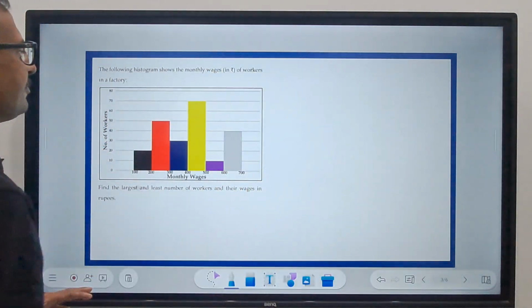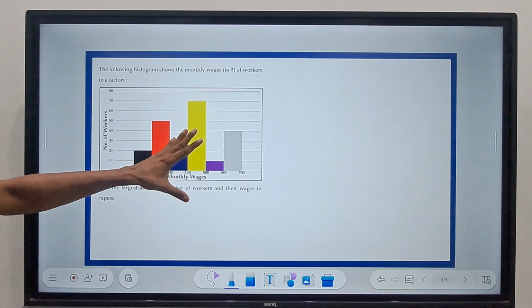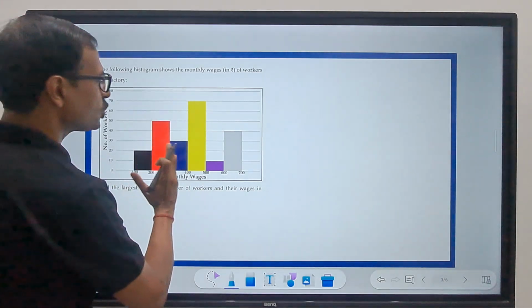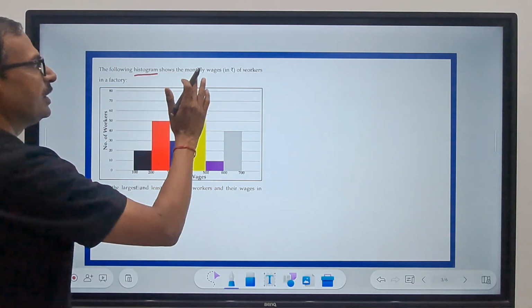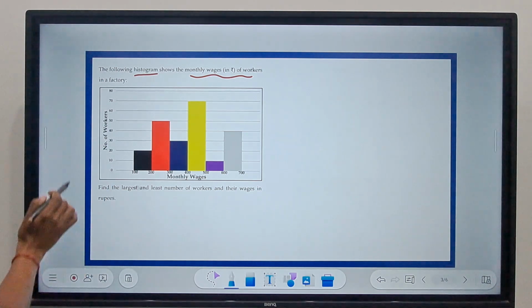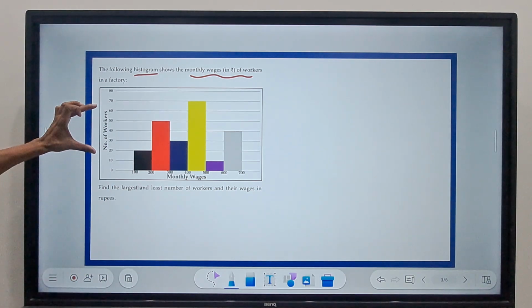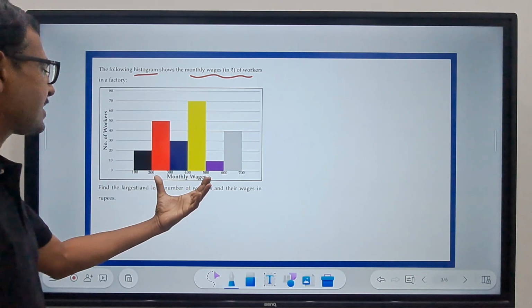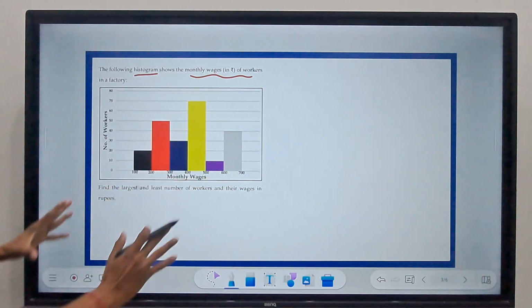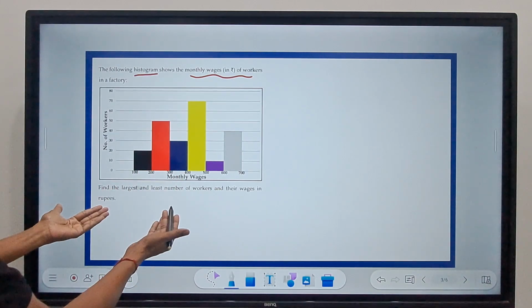Here we have a question with a bar graph, and since there is no space in between the bars, it's a histogram. It shows the monthly wages of workers in a factory. On the y-axis we have the number of workers, and on the x-axis we have the monthly wages. How to interpret this is very important, because the question is very simple.